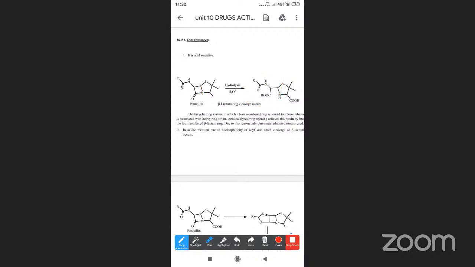Because the beta lactam ring is the pharmacophore here, this is the main key part in the penicillin, isn't it? The beta lactam ring is the key part in penicillin. If this ring is going to open, then what will happen? It is losing its pharmacological activity, right? It becomes inactive. So that is the main disadvantage of this particular penicillin.